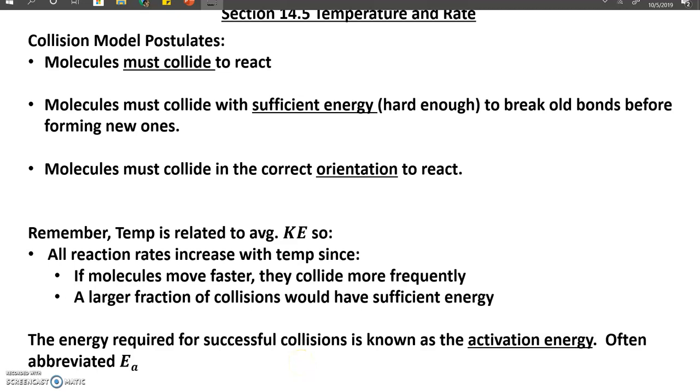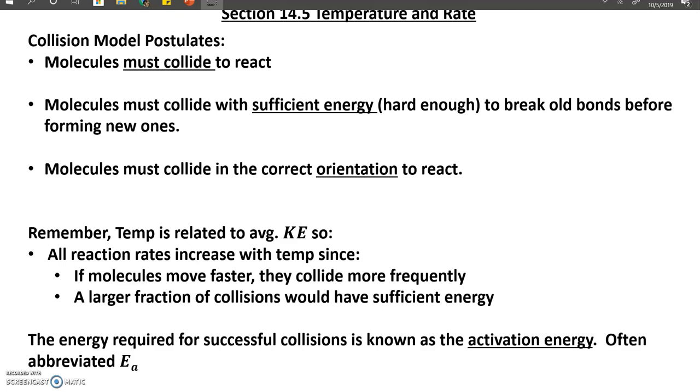The last section of notes is looking at temperature and rate, and then we're going to be looking at activation energy and how we can relate the activation energy of a reaction to the kinetics constant that we have been calculating the last couple of days in class.